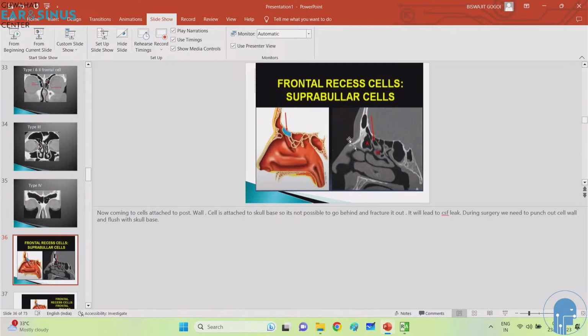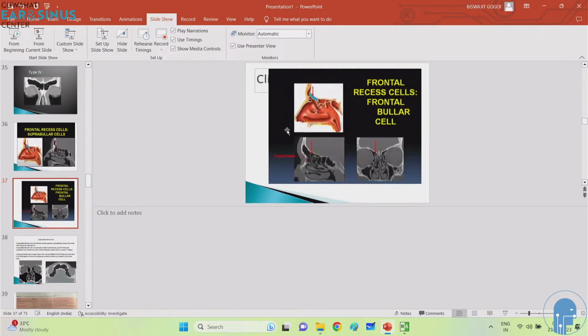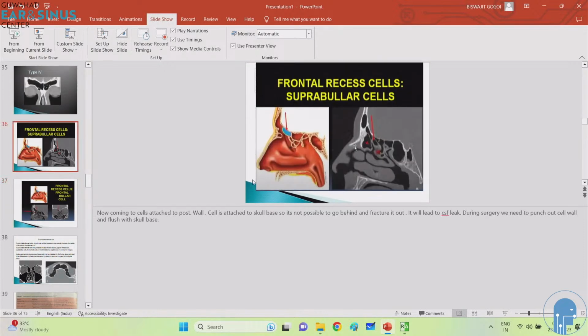These are the cells attached to the posterior wall of the frontal recess. What is the importance of this? In the CT scan, if you find a suprabullar cell or a frontobullar cell, what do we have to do? As I said, for an agar nasal cell we go posteriorly and break it outwards. But for a cell attached to the posterior wall, you cannot go from behind because it will lead to a CSF leak. So we just break the cell wall and flush it with the skull base.